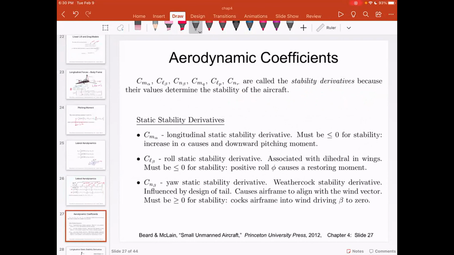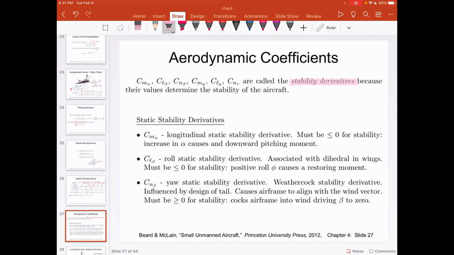Now, a few notes about the aerodynamic coefficients. There are some coefficients which are called stability derivatives. And the reason for the stability derivatives, if you think about it, is they actually determine the eigenvalues of the Jacobian. In other words, if you look at the stability derivatives like Cm alpha, Cl beta, Cn beta, those are longitudinal static stability, roll static stability, and yaw static stability. So for these derivatives, for an example, Cm alpha has to be less than 0 for asymptotic stability.